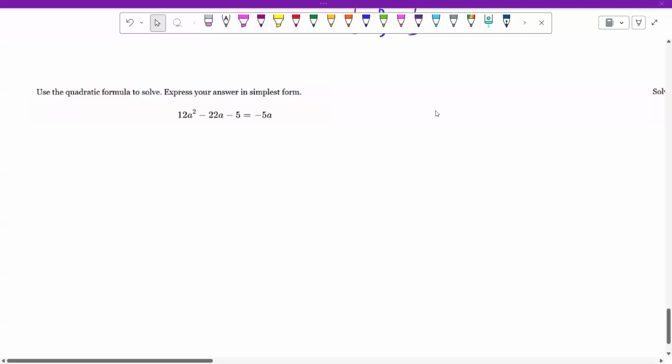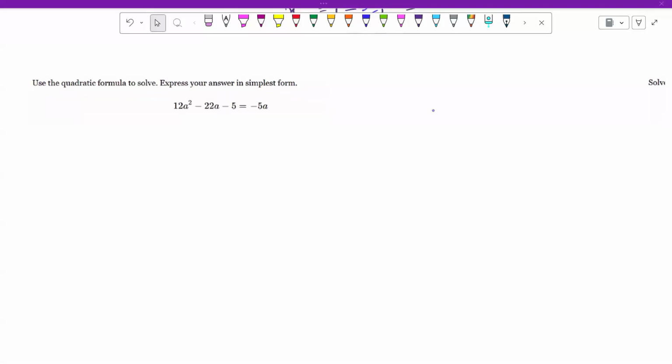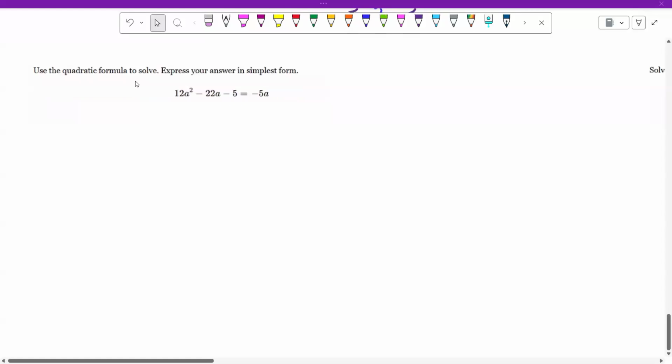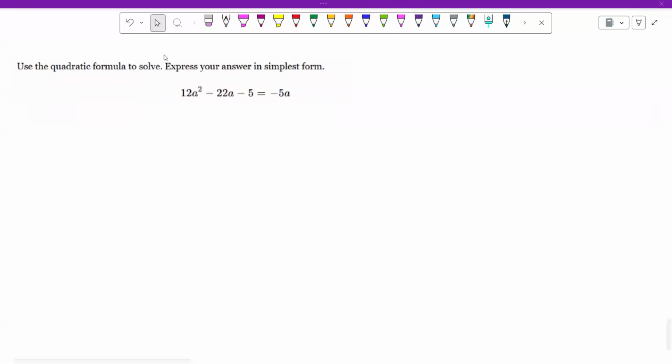Yeah. So let's look at this question first. We want to use the quadratic formula to solve this. Can you guess why they are saying to use the quadratic formula and not the other way, that is, the factoring method? Because maybe there's no factors and you need to do roots.